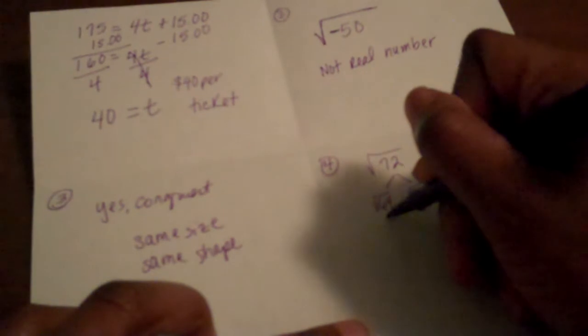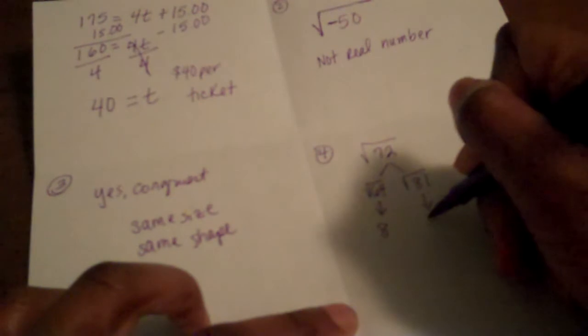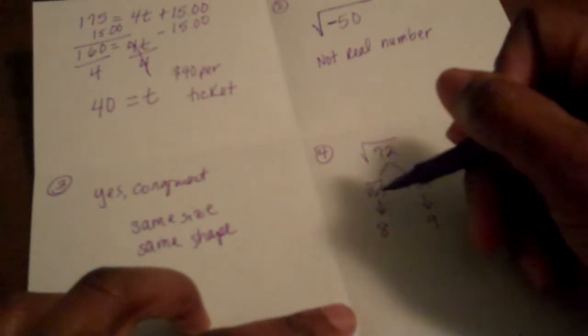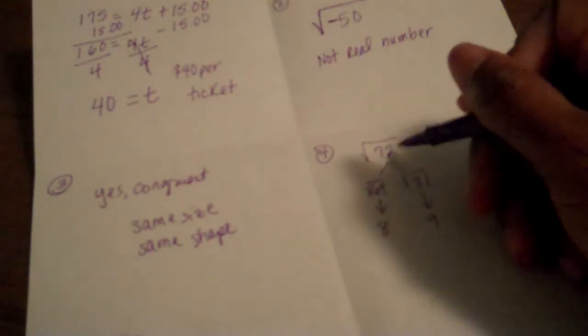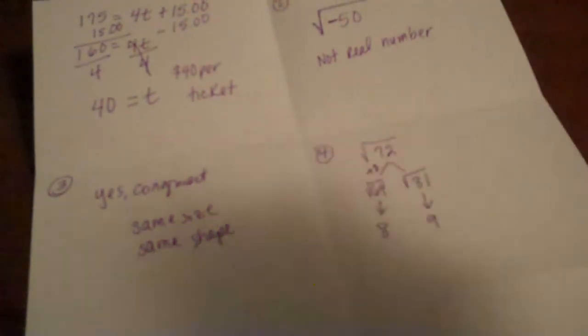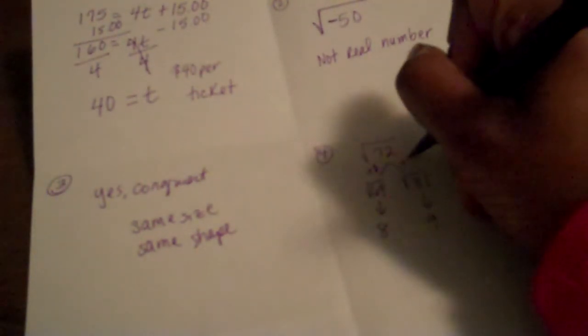If I take the square root of 64, that's going to give me 8. If I take the square root of 81, that's going to give me 9. Therefore, I want to find the difference between 64 to 72. Well, 64 from 72 is going to give me a difference of 8. And to get from 72 to 81, that's going to be a difference of 9.